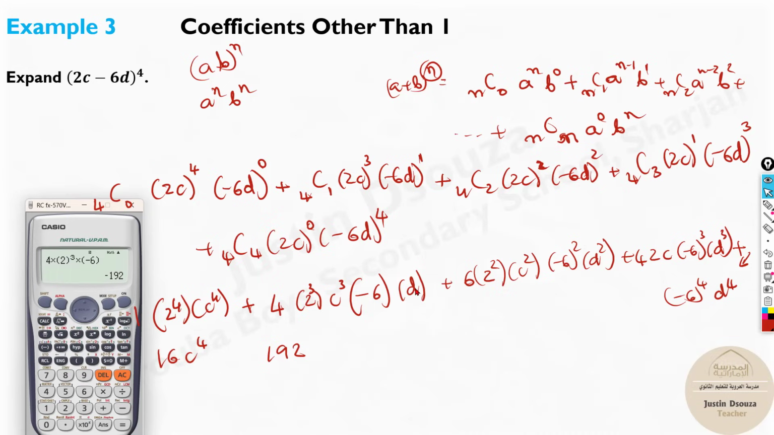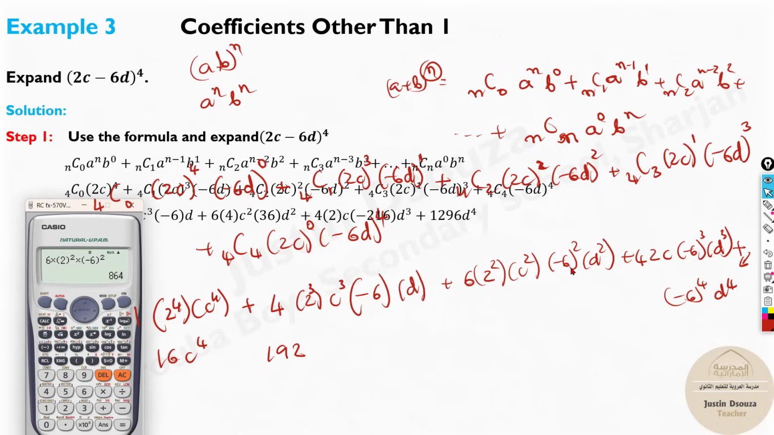And then what about the terms? It is c cubed d. And what about the next thing? It's the same thing, just change these values. It'll be 6. And what about this 2? Now it is power 2 only. And then we have minus 6 power 2. So it's squared. And you get the answer, it's 864. And so on. You can solve the others by yourself and you can see the answers.